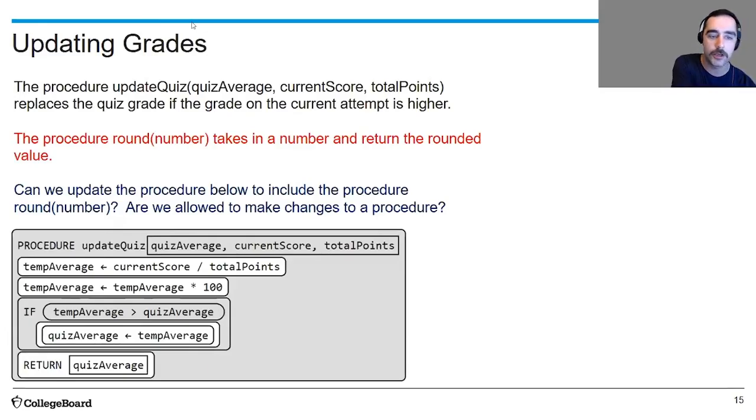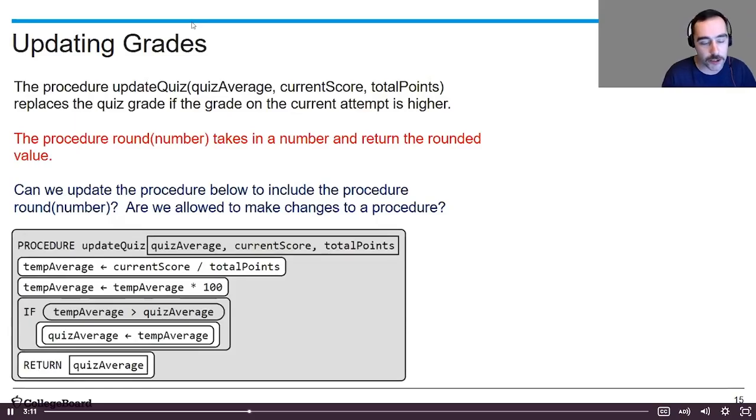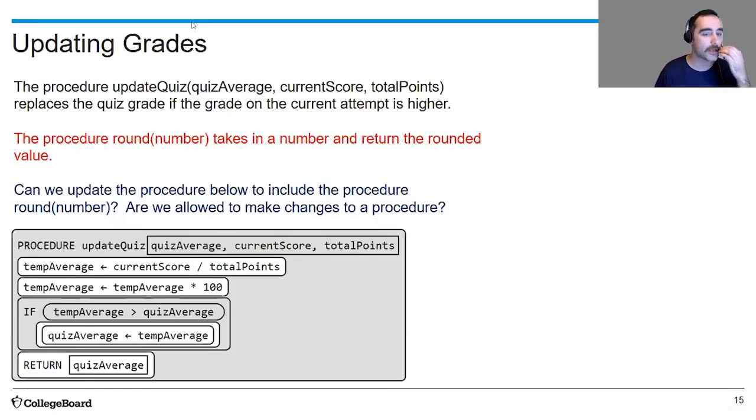And then I also want to point out that there is another procedure called round, which takes in the parameter number, and it'll take in that number and it'll return the rounded value. So that procedure basically allows you to round a value. So I'm hoping that I can use that in my procedure.